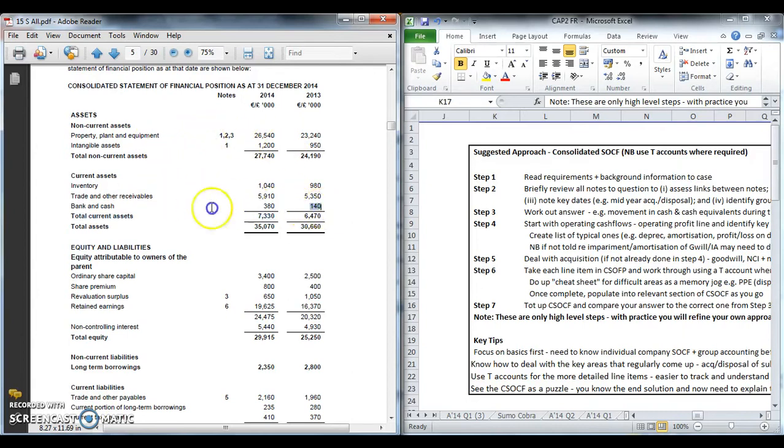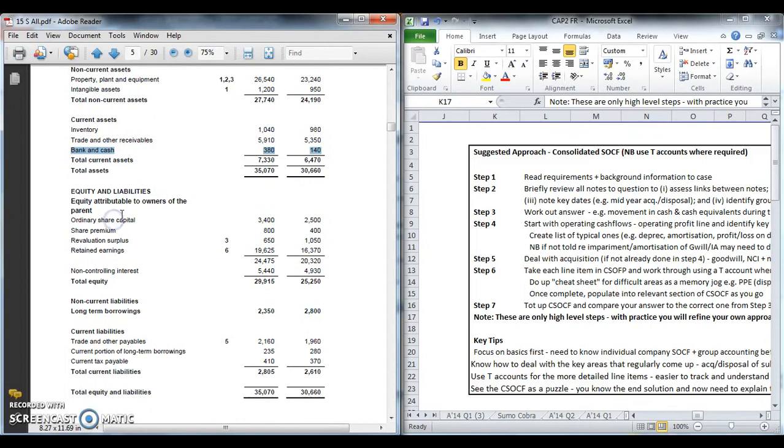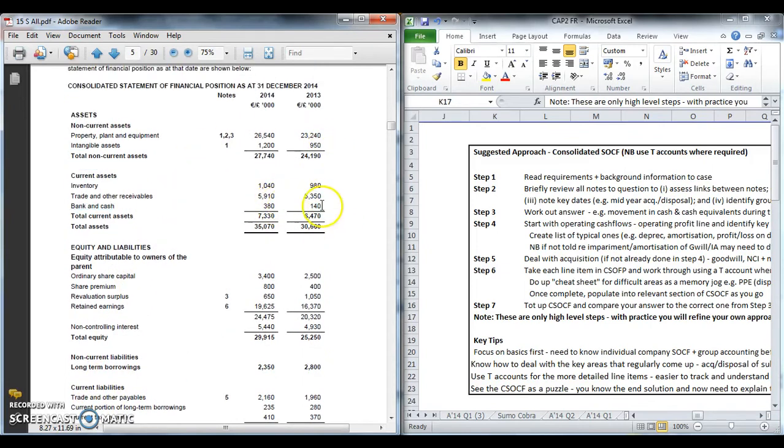That's our answer. So bank and cash, just check we've no overdraft. So we know bank and cash for the year has gone from 380 to 140. It's gone down by 240. Hence that's your step 3, work out the answer. It's just useful to have that in the back of your mind.